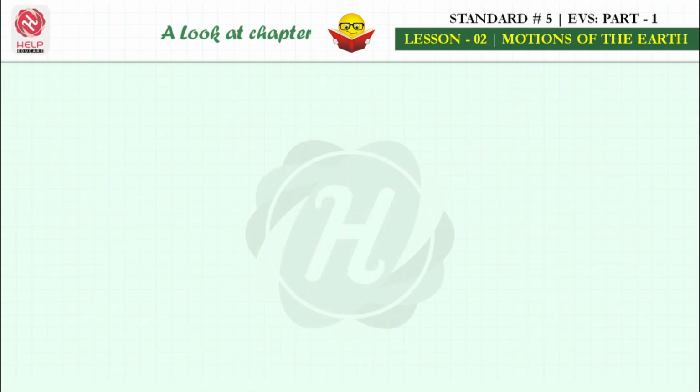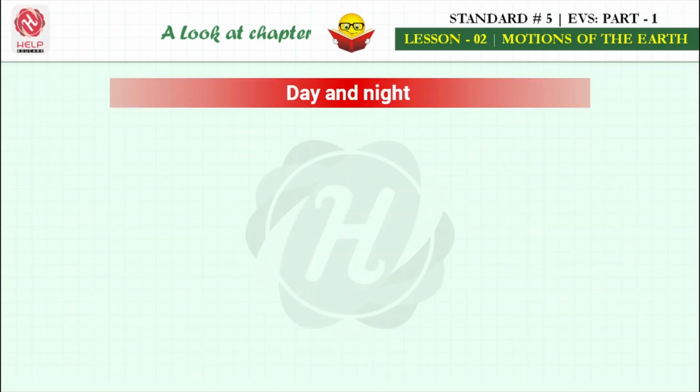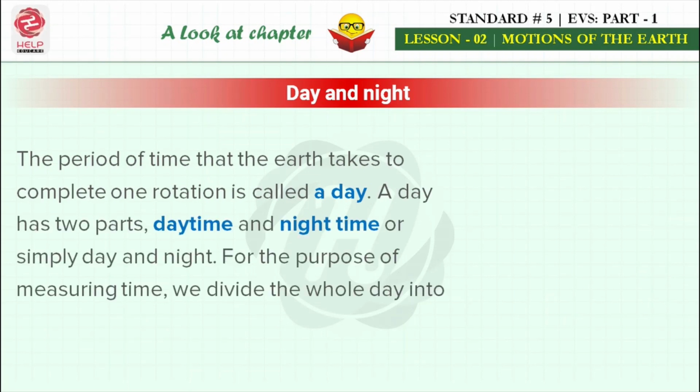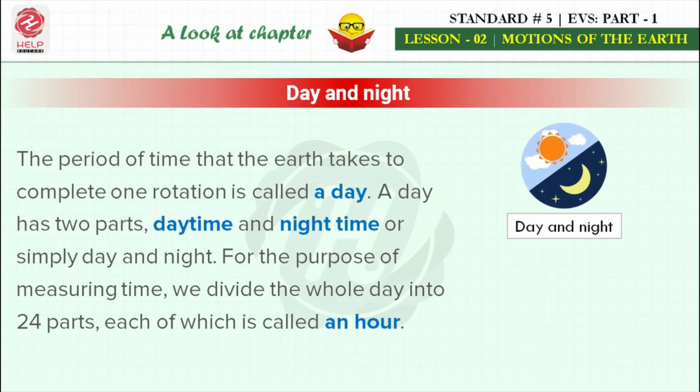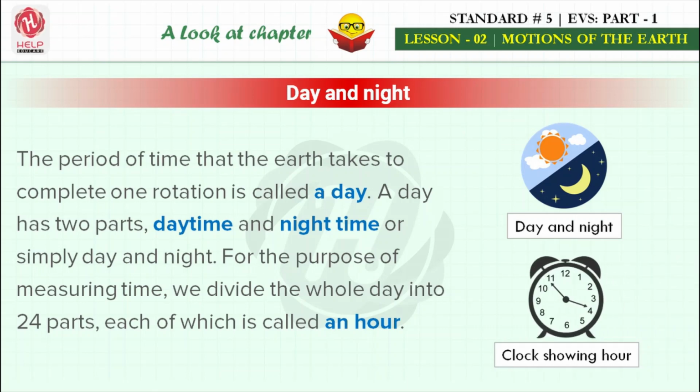Our next topic of the chapter is day and night. The period of time that the Earth takes to complete one rotation is called a day. A day has two parts: daytime and nighttime, or simply day and night. For the purpose of measuring time, we divide the whole day into 24 parts, each of which is called an hour.